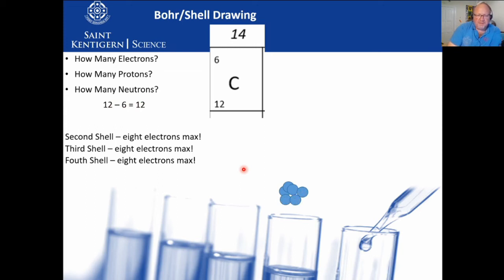Okay. How many protons? Protons are positive. Positive protons. There's going to be 6 of them because that's what the atomic number tells us. 1, 2, 3, 4, 5, 6. Excellent.